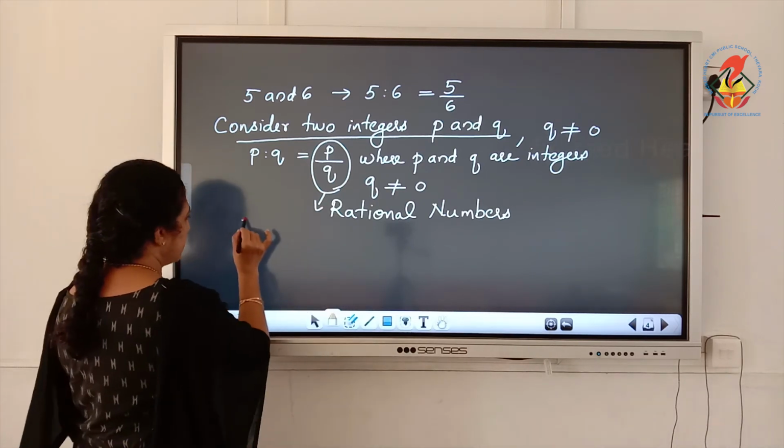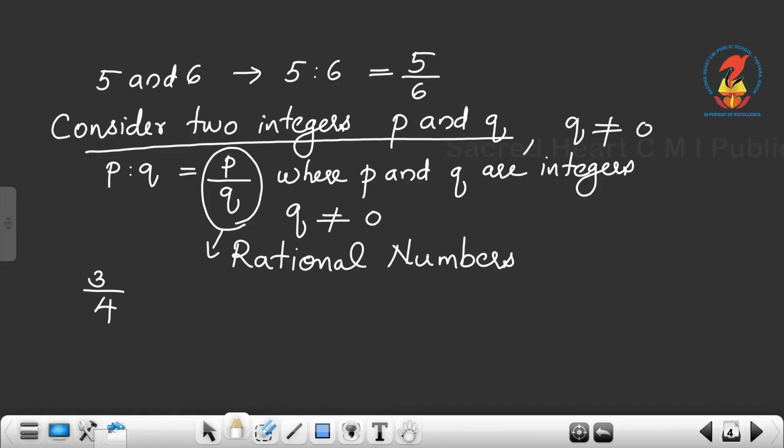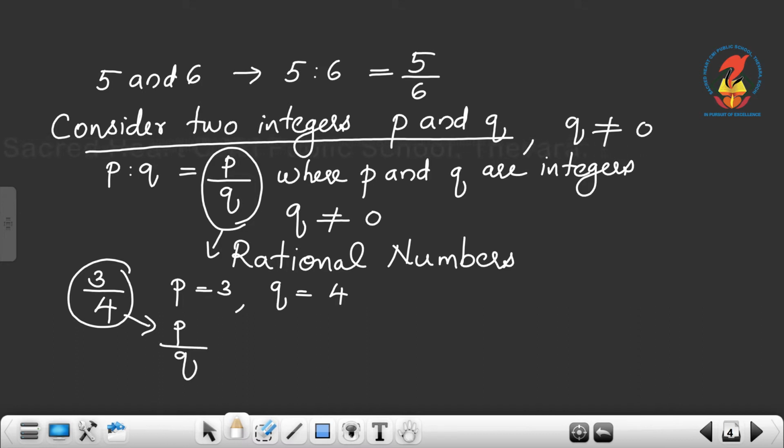Now consider the fraction 3 by 4. Here p is equal to 3 and q is equal to 4. So it is expressed in the form p by q, and p is equal to 3 and q is equal to 4.